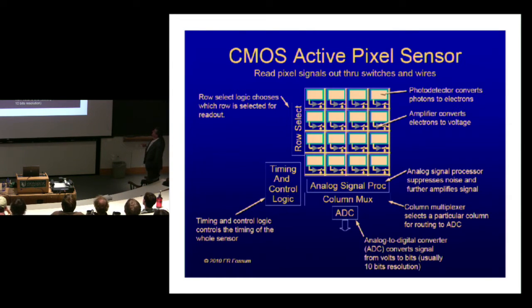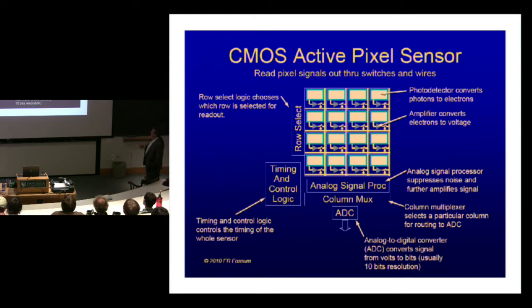And it consists of a lot of photodetectors that convert the photons to electrons, and an amplifier that converts the electrons to voltage, just kind of the way we talked about, maybe with a little extra boost in there. And then we have some way to select a whole row of these at once, close all these switches, and we read out the signal from each detector down into the analog signal processor. Each detector winds up with its own wire through those switches. And in the analog signal processor, we can continue to suppress noise and further amplify the signal.